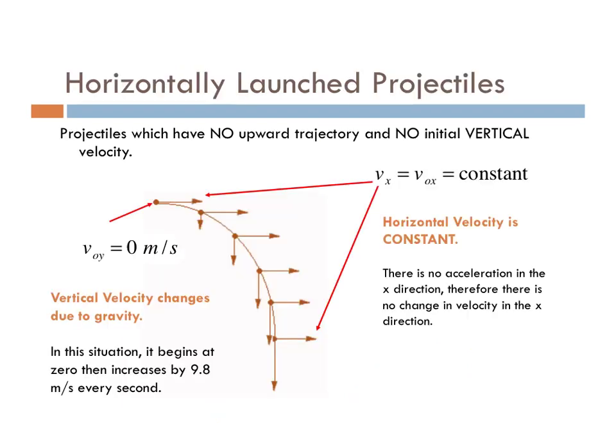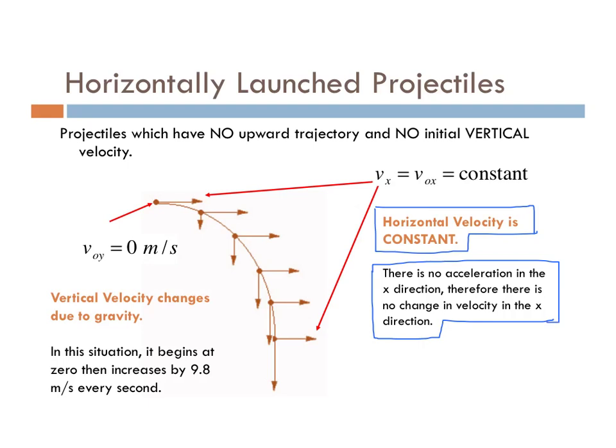So for horizontally launched projectiles, our ball rolling off a table, there are 2 very important things to remember. That horizontal velocity is constant. That's going to be true for all projectiles. Horizontal velocity is constant. The reason that it's constant, and remember that we're treating these separately, is because there is no acceleration in the x direction. Therefore, there is no change in velocity in the x direction.